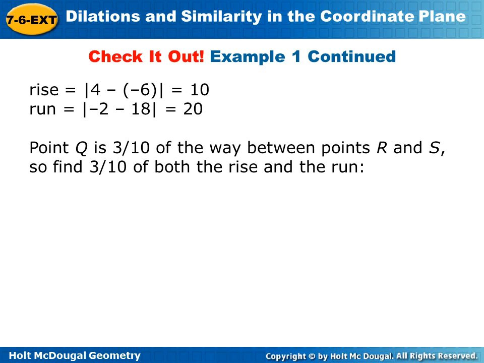The rise is 10 and the run is 20. If you need to go back to the previous page and count them, that's fine. You can go ahead and do it as a distance, or you can just count the squares. Point Q is 3/10 of the way between R and S.